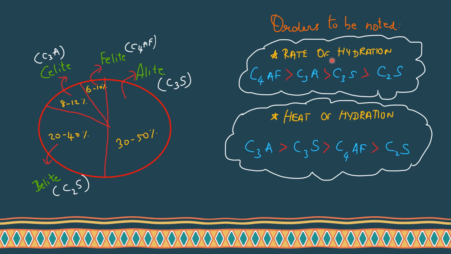The orders to be noted here are rate of hydration and heat of hydration. For rate of hydration, C4AF is greater than C3A, greater than C3S, and again greater than C2S. For heat of hydration, C3A is greater than C3S, which is greater than C4AF, which is again greater than C2S. Just to remember simply, take the first component C4AF to your third place here. The remaining all remain the same.